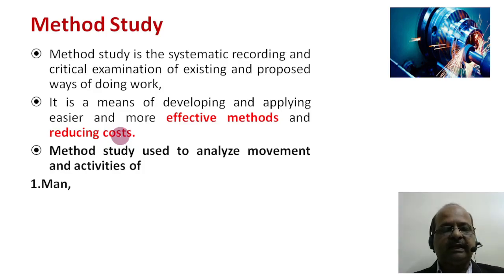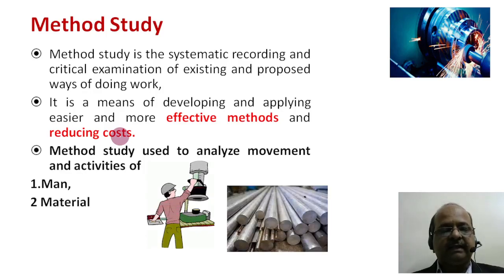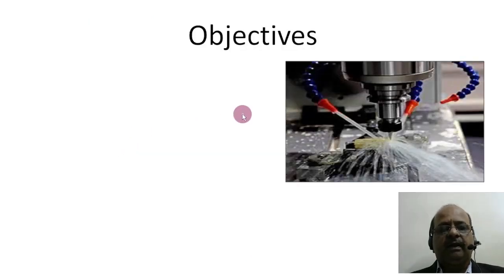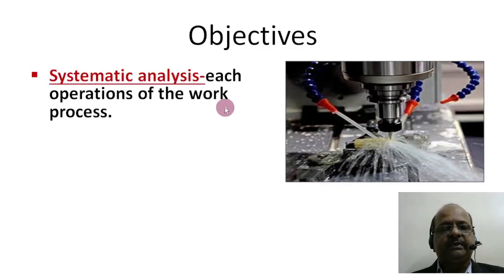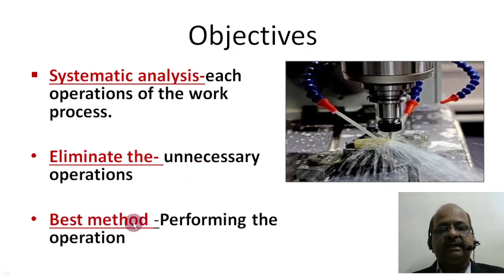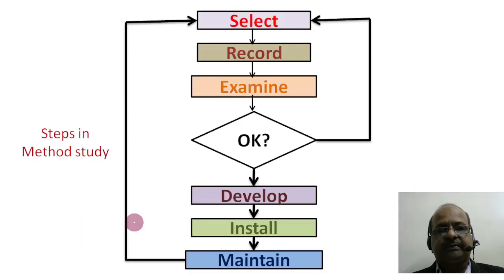Method study is used to analyze the movements and activities, which consist of man activities, material activities, and equipment activities. The main objective of any process under method study is the systematic analysis of the operation of the work process. It is also carried out to eliminate unnecessary operations in the process and to set the best method of performing the operation in the current system.